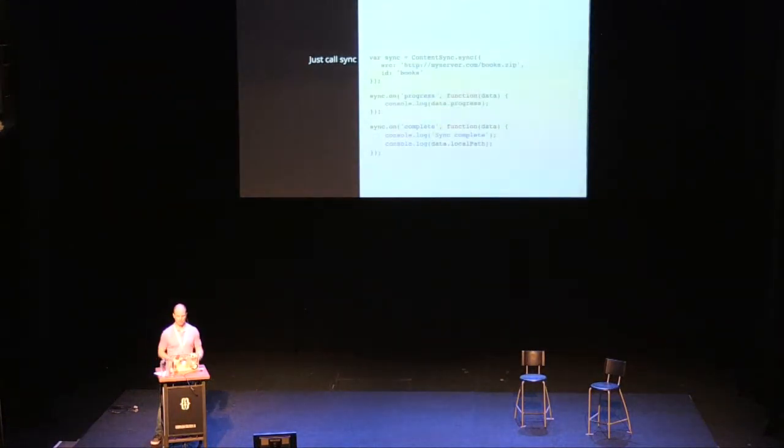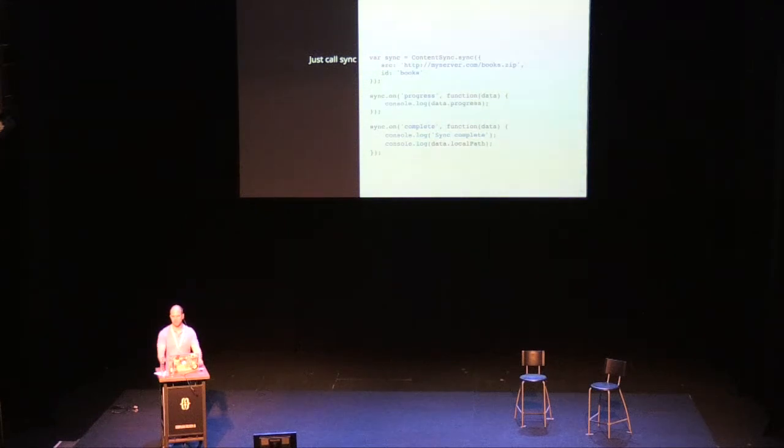So in order to get that information down, we now just call sync. You give it your source, which is where the data is stored, and then you give it an ID. And in this case, I'm calling it books. And the ID is just so that you don't have collisions with other data that you sync down to your device. So while the data is downloading, while the data is being unzipped, this progress event is constantly called. So you'll get progress events anywhere from 0 to 100%.